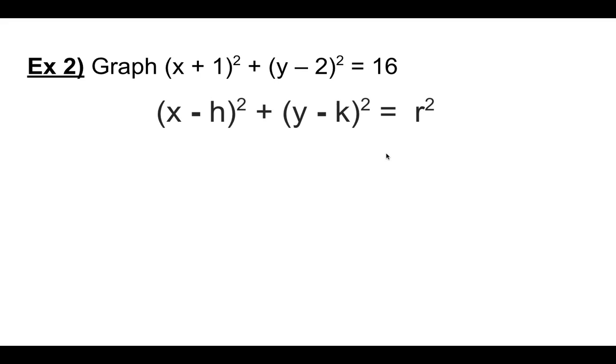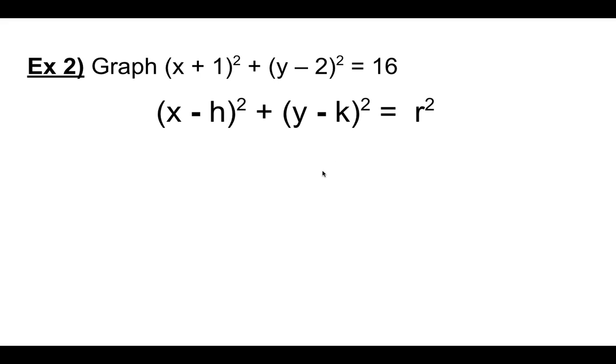Again, keeping in mind the general formula for a circle is the quantity of x minus h squared plus the quantity of y minus k squared is equal to r squared. Now notice I specifically bolded the minus signs in this equation. And now go ahead and compare the general equation to the equation that I have here. What do you get as your center and as your radius?